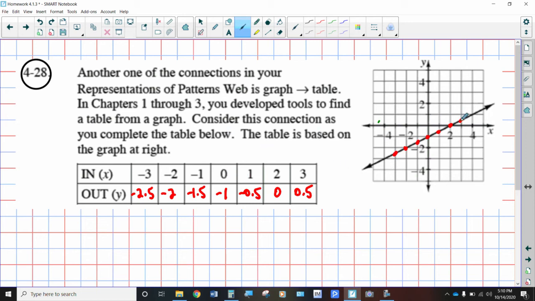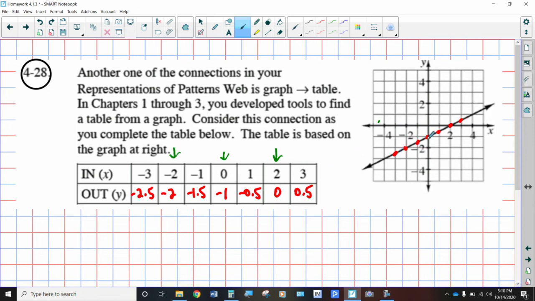Okay, so each one of these points, this point right there is where x is 2 and y is 0, so that would be that point there. This is where y is 0 and x is negative 1, so that would be, no, x is 0 there, isn't it? And y is negative 1. So that would be this point right there. And this right here is where x is equal to negative 2 and y is equal to negative 2.